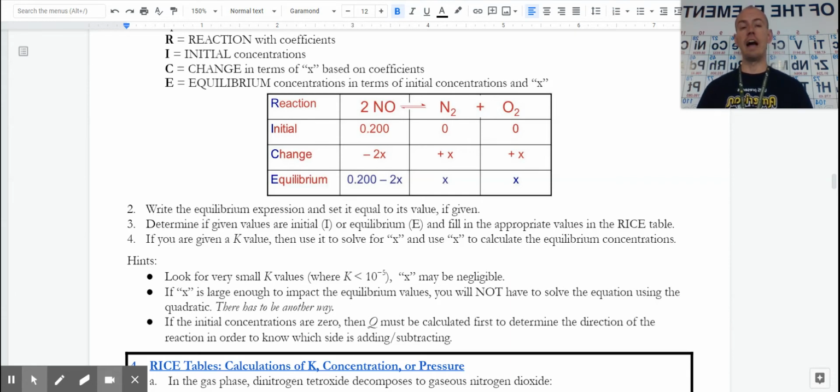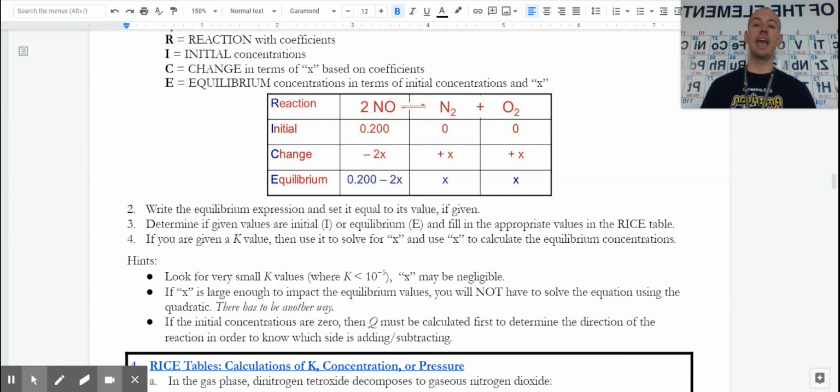If you are given values, they could be moles, grams, liters, but we want them to be molarities if it's a KC, usually atmospheres if it's a KP. But beyond that, we have to figure out, is that how much started the reaction, or are they telling me once I get to equilibrium, I have that amount? In either case, we would plug it into the correct part of the table.